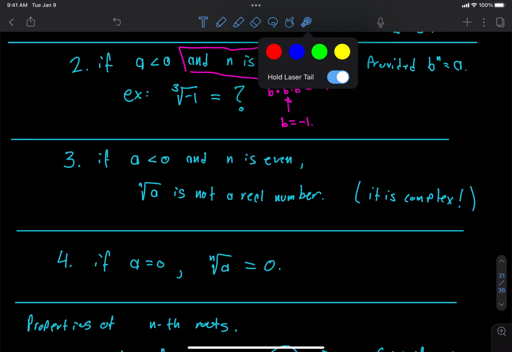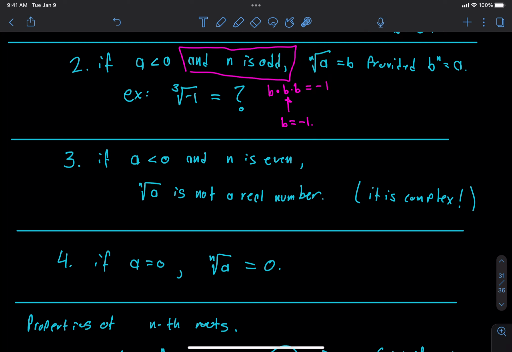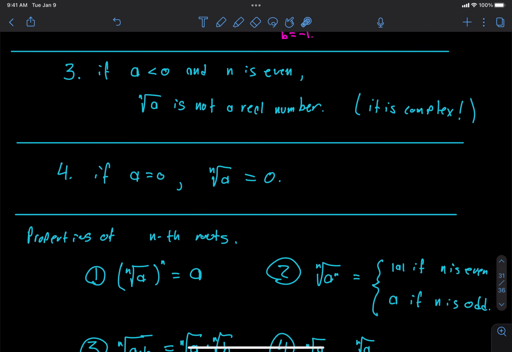Okay, so the next thing to say, I've already kind of said, but if a is less than 0, so a is a negative number, and n is even, then the nth root of a is not a real number, okay? Meaning it's a complex number. But we're not talking about complex. All you need to know is that we cannot do even-powered roots of negative numbers.